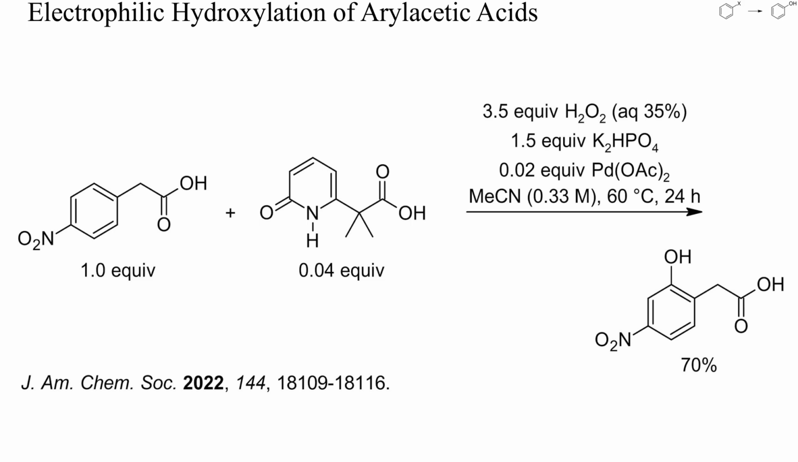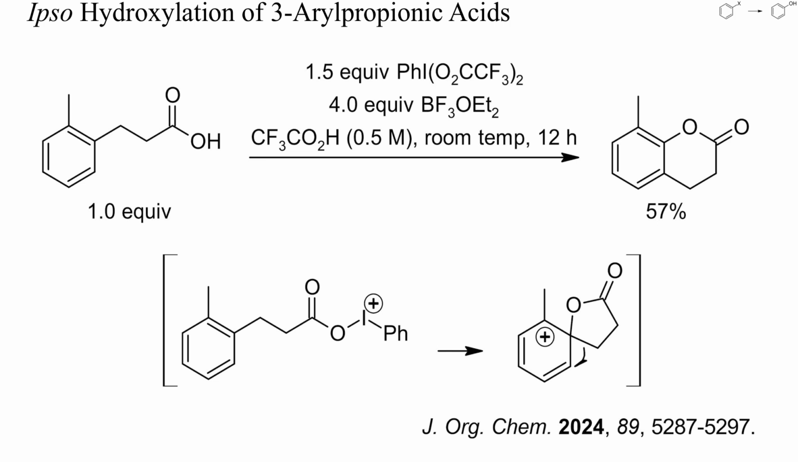Again, an aryl acetic acid was heated with catalytic palladium acetate. A piperidinone ligand resistant to hydrogen peroxide was also added. Despite deactivation by the nitro group, hydroxylation of the chelate complex proceeded smoothly, and the target phenol was obtained in 70% yield. Here a remarkable rearrangement occurred involving a C-C bond cleavage.